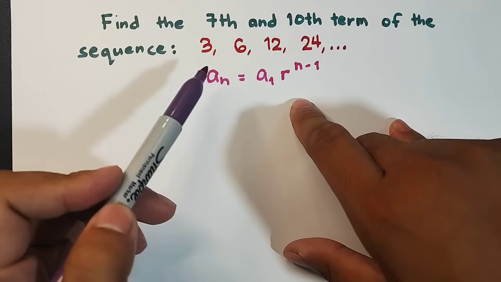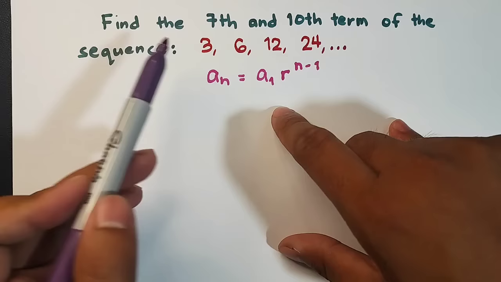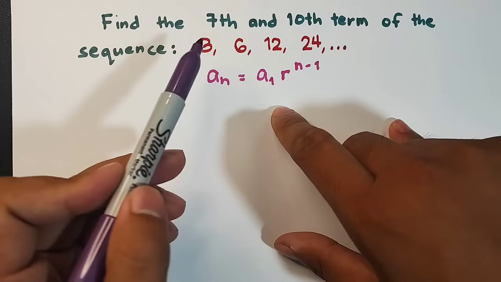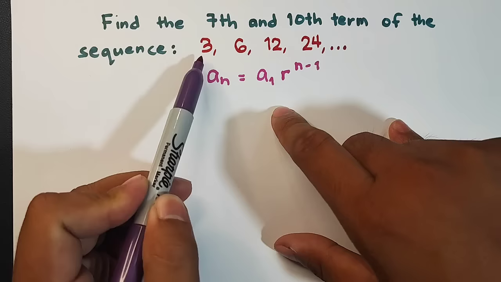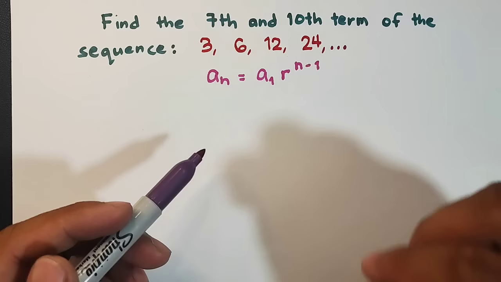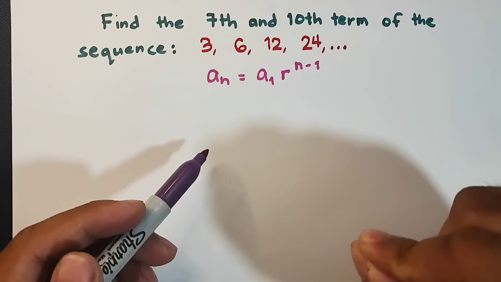This one is definitely an example of geometric sequence. Hindi siya pwede maging arithmetic. Kasi as you can see, wala siyang common difference. So try natin kung may common difference siya. Kasi maganda rin i-check nyo if the sequence is arithmetic or geometric. So as you can see, we have here 6 minus 3, that is equal to 3. Then 12 minus 6, that is equal to 6. 24 minus 12 is equal to 12. So, hindi consistent yung differences nila. Kaya wala siyang common difference. Ibig sabihin nun, hindi siya arithmetic sequence.